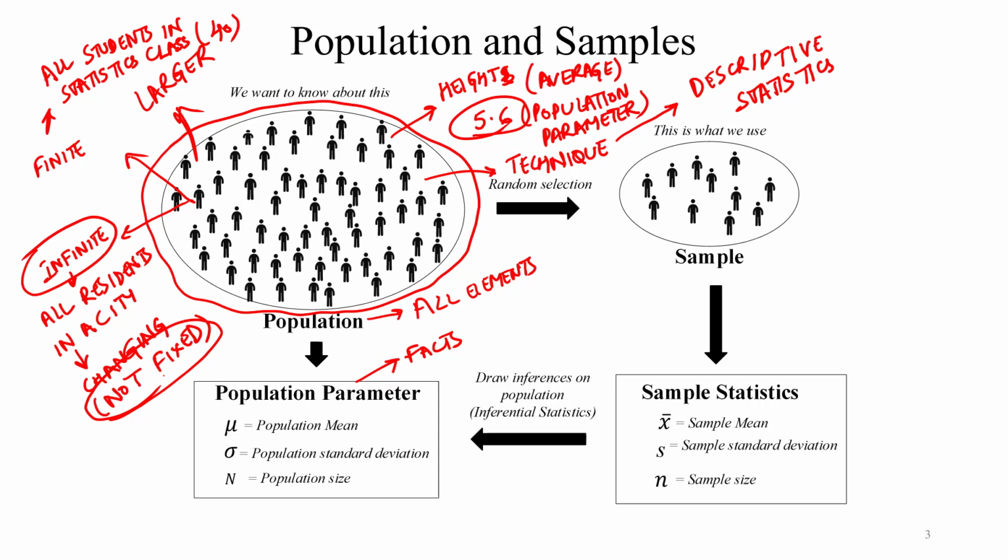One way we can reduce our work is to take a sample. We can capture certain random people from the population, ask their heights, and form a sample. Suppose we take 100 residents and capture their heights. We get an average height of 5'8". This is called a sample statistic.